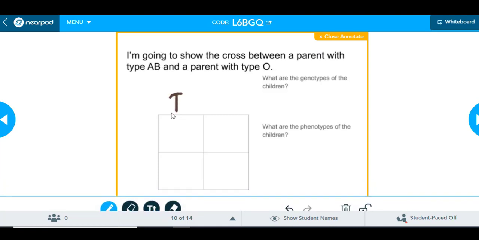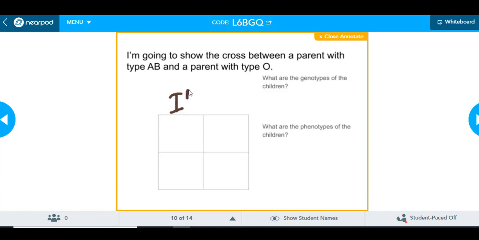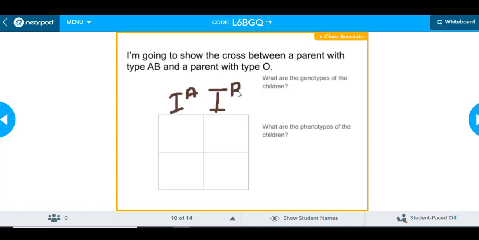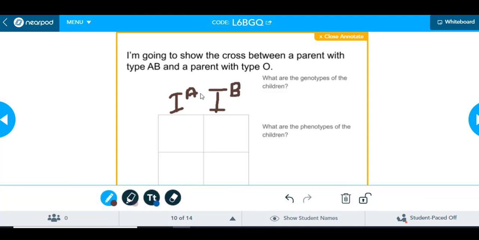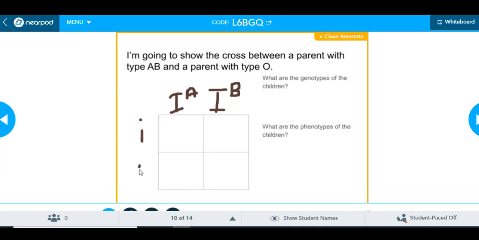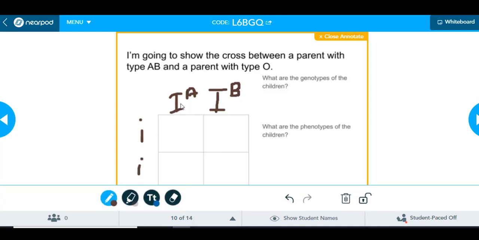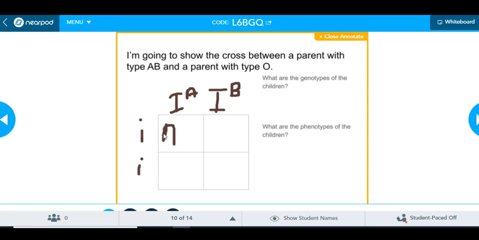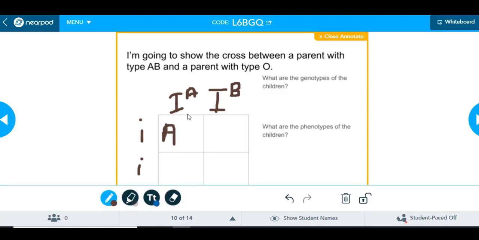So I know a parent with AB, I know their genotype. If I go back a page, I know they have a dominant A and a dominant B gene, because there's only one genotype that goes with the AB phenotype. I know the parent who is type O here is homozygous recessive. And I'm not going to use the I's because I'm trying to use my mouse pad here, but I'm just going to use a big A to represent that IA. We know this is actually this.